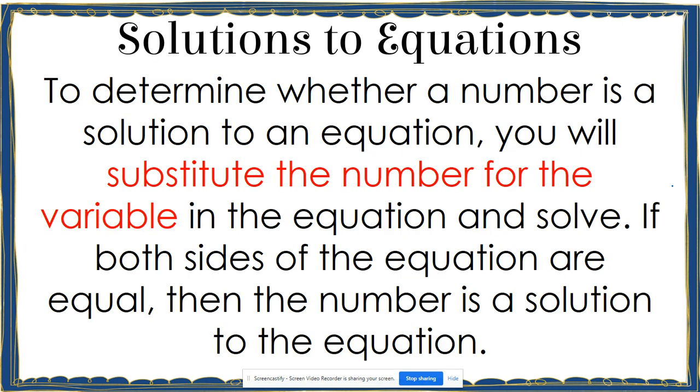That means that for every equation, if you have a variable, you can find a solution to your equation. To determine whether a number is actually a solution to an equation, all you have to do is substitute the number in for the variable and solve. If both sides of your equation are equal, which means if the left side of your equal sign is equal to the right side of your equal sign, then the number is a solution to your equation.